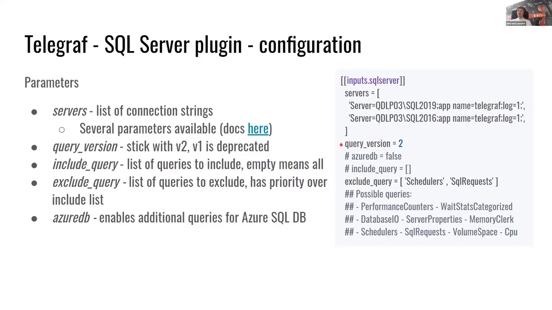Then you have the query version, which specifies which version of the plugin you want to use. Just stick with version 2 because version 1 has been deprecated a long time ago. You then have the include and exclude query lists, which are two arrays in which you can specify in an explicit way which queries you want to run and which you want to exclude. There are 9 possible queries as of now. So you have performance counter, wait stats categorized, database I/O, and more. You can just specify those inside those lists, and you will run just the queries you need. And the last parameter is Azure DB, which is just a flag with true or false. When you enable it, some queries regarding Azure SQL DB will be added to your collection.